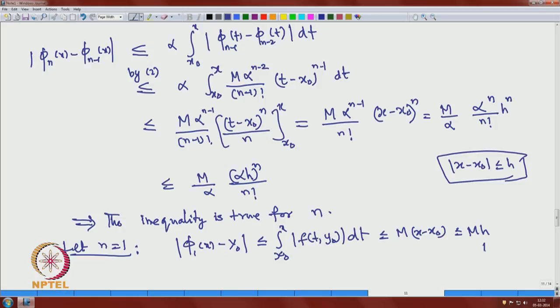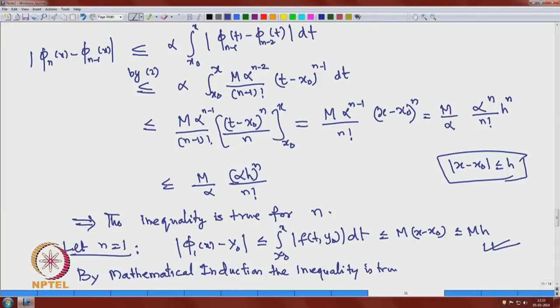So, it is true for the n equal to 1 case. Therefore, by mathematical induction, the inequality is true for all n. So, this proves part B.